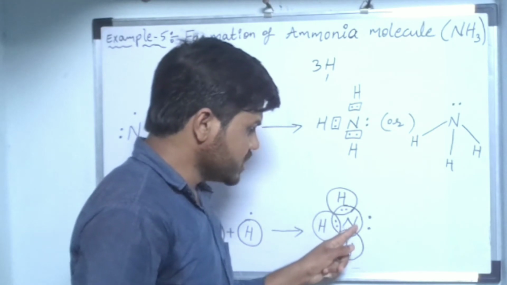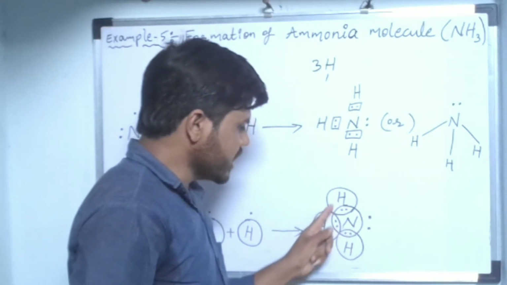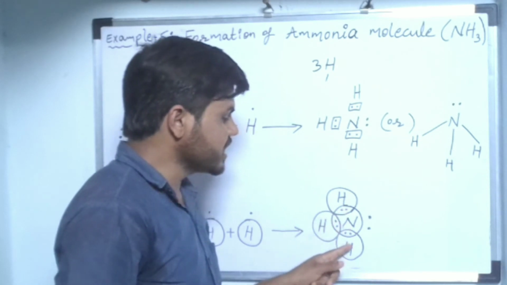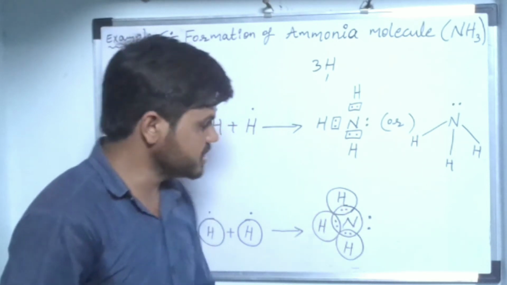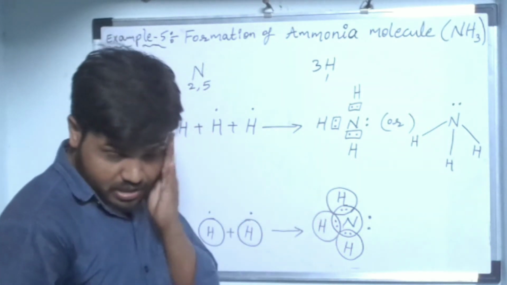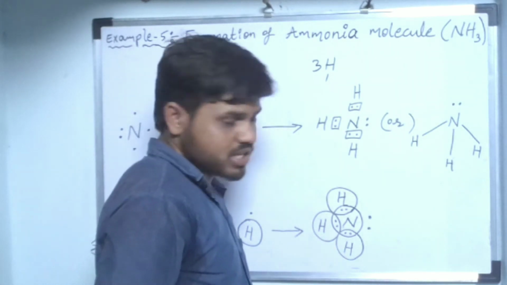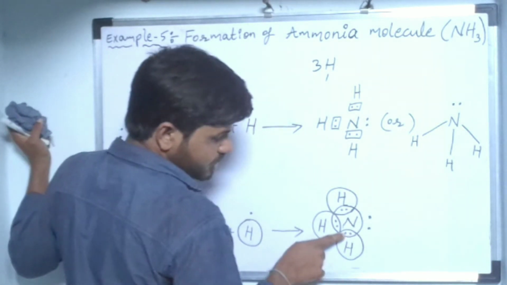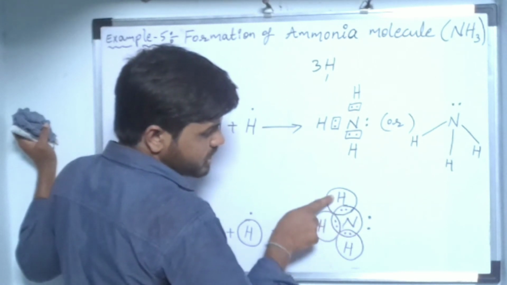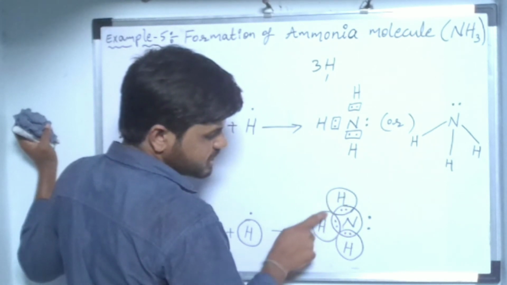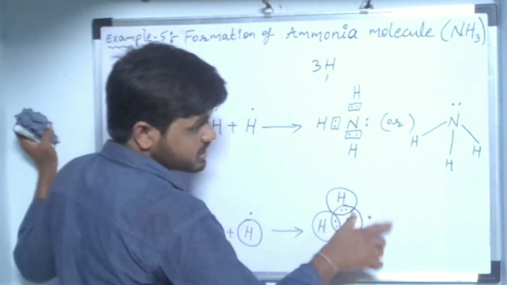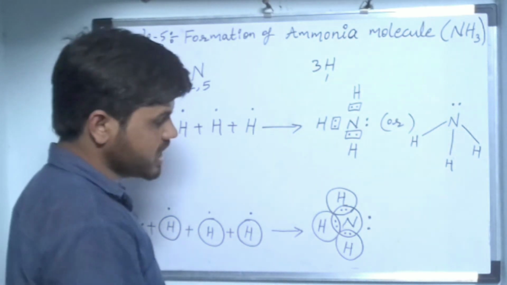See, nitrogen, hydrogen, nitrogen, hydrogen, nitrogen, hydrogen. This nitrogen is sharing 3 pairs of electrons with 3 different hydrogen atoms, right? See here. Here 1 pair, here 1 pair, here 1 pair. Total 6 electrons. Hydrogen getting helium configuration. This is also helium configuration. Nitrogen here 2 and this 6. Neon configuration means octet configuration.